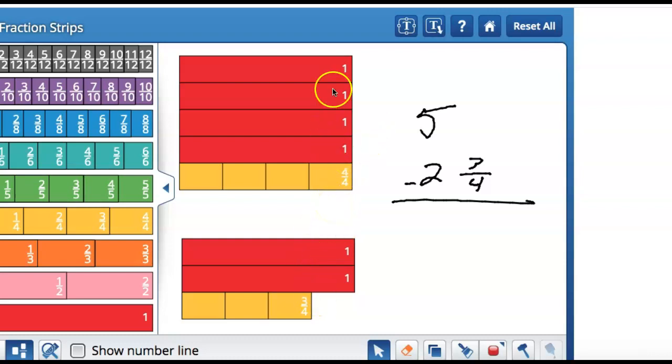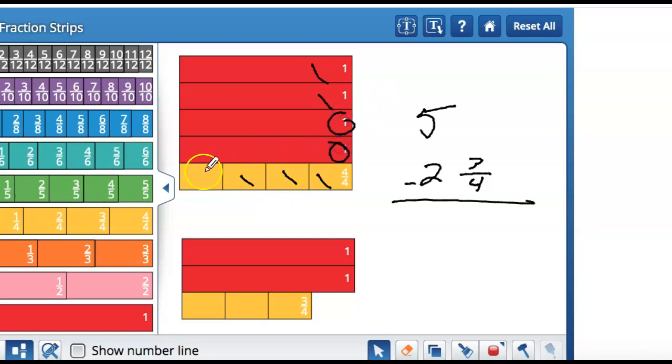Sure. So once again, I don't really need this, I'm going to use this to take it away. So what do I have? I have to take away 2 3/4. So let's do that. 2 3/4. That leaves me with 2 1/4.